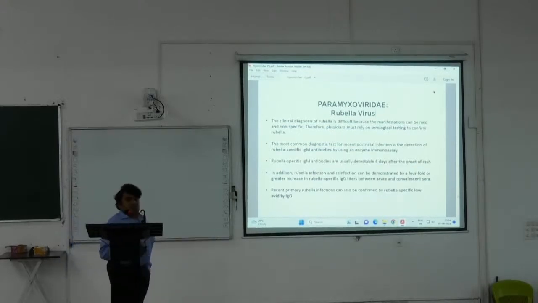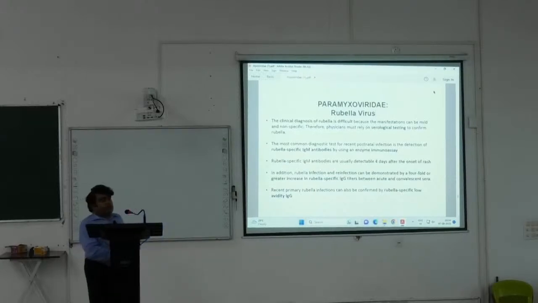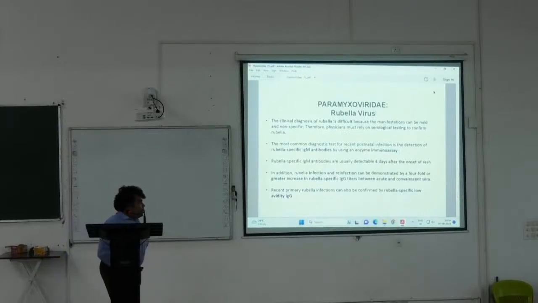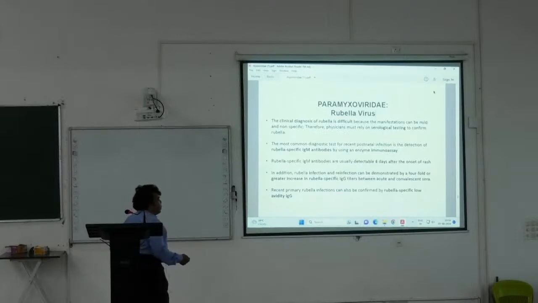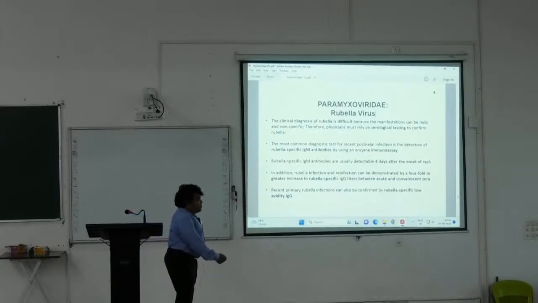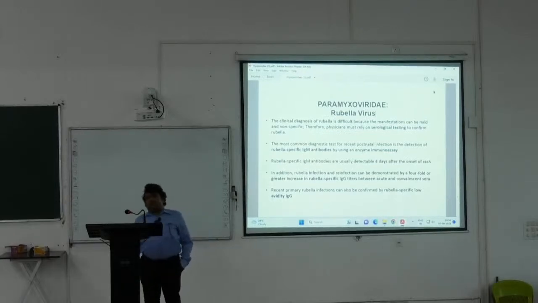Now, in children and in non-pregnant adults, the diagnosis is very simple. Clinical diagnosis can be done. Laboratory confirmation can be done by demonstration of the presence of rubella-specific IgM or a fourfold rise in titer. Finally, please pay attention to this one: rubella-specific low avidity IgG.